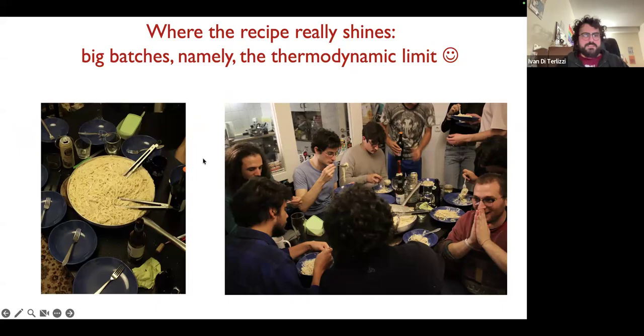Then we like to say that our experiments were done on the Petri dish, so the samples were small, but phase transition can only be studied in the thermodynamic limit. So we did also big batches, and it works.